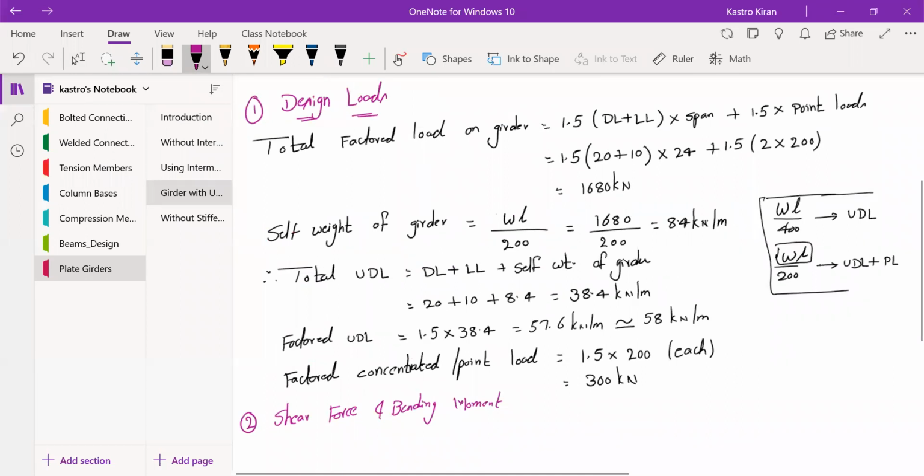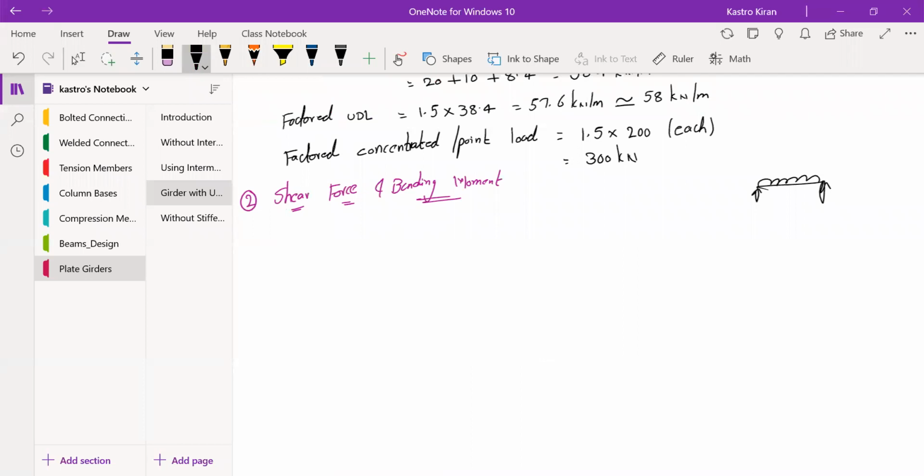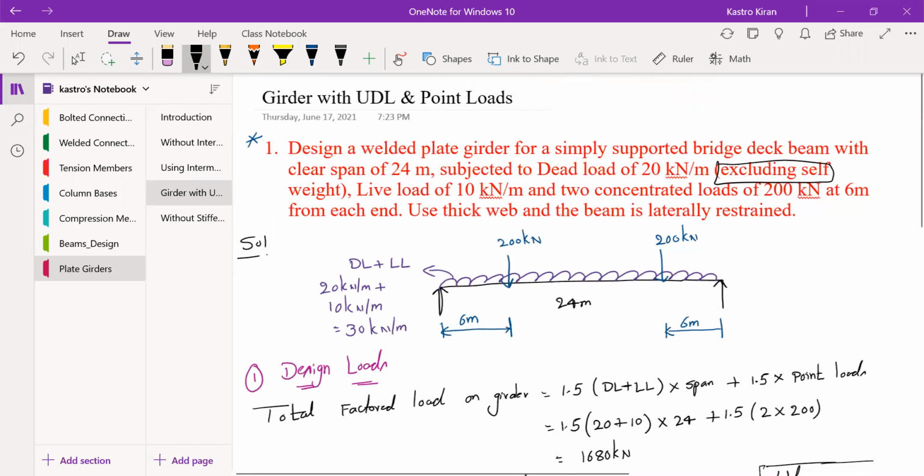In the first two models of problems, you had the uniformly distributed load acting throughout the span, and then you found out the maximum bending moment equals WL square by 8 and maximum shear force equals WL by 2. Remember, these formulas are applicable only when you have the uniformly distributed load. But in our case, we have a combination of loads. We have the uniformly distributed load and we also have the point load on the member. So when you have a combination of loads, the formulas WL square by 8 and WL by 2 are not applicable to find out the maximum bending moments and maximum shear forces.